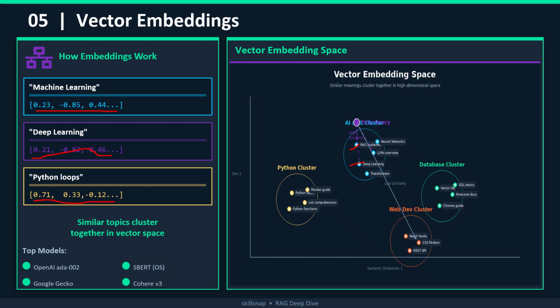So there are a few popular embedding models. One is the OpenAI ADA 002, and the other is Google Gecko, and SBERT and Cohere V3. And the number of dimensions determines how much information the vector can encode. The more the dimensions, the higher the quality, but it means slower search and more storage.